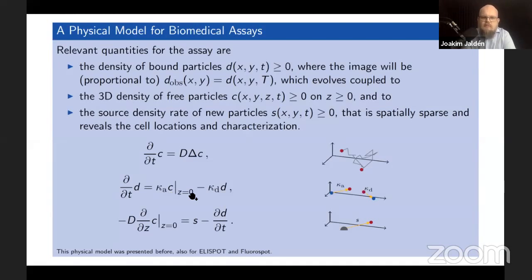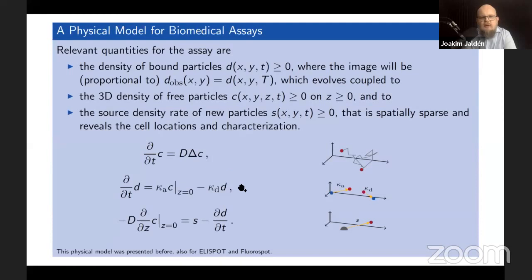So it depends on the concentration of particles at the membrane times some proportionality constant, which is the capture affinity of the antibodies. And then since the particles may break free, you have a term which affects the rate, which is proportional to the density of already bound particles with some proportionality constant, which relates to the dissociation probability. And then the third equation says that the flow of particles into the liquid medium is exactly the number of particles that you release from the sources, the cells, plus the number of particles which break free. Since this is the increase in the number of bound particles, it becomes minus the derivative with respect to time of the number of bound particles at that particular position.